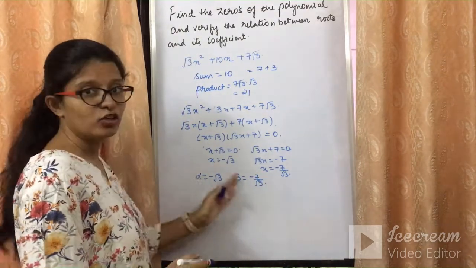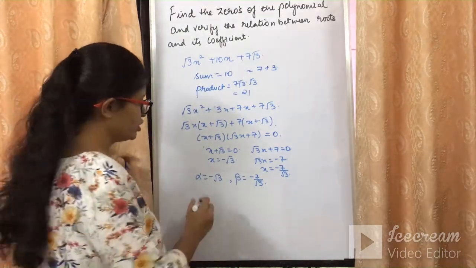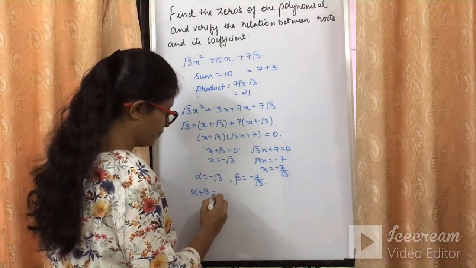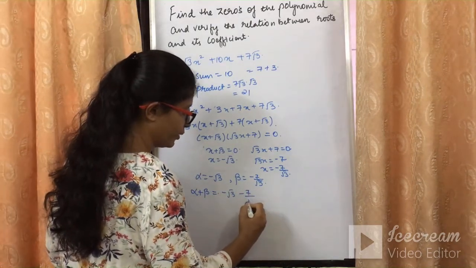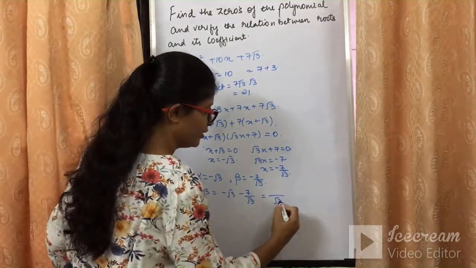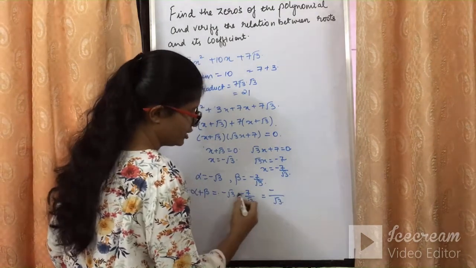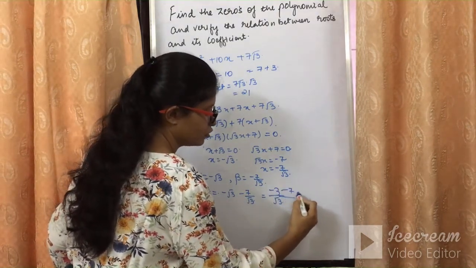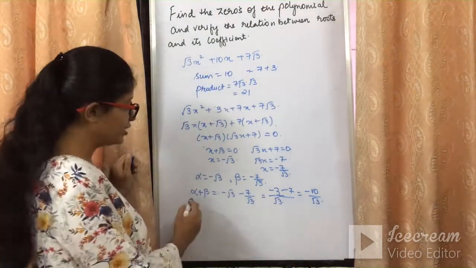Alpha and beta की values मिल गई, means these are the two zeros of the given polynomial. If these are the two zeros, so what we can do? Alpha plus beta will be nothing but minus root 3 minus 7 upon root 3. How you can add them? Just by taking the LCM, it will be root 3. Root 3 into root 3 will give you 3, and it will come minus 3 minus 7. So the answer will be minus 10 upon root 3. This would be the sum of the zeros.